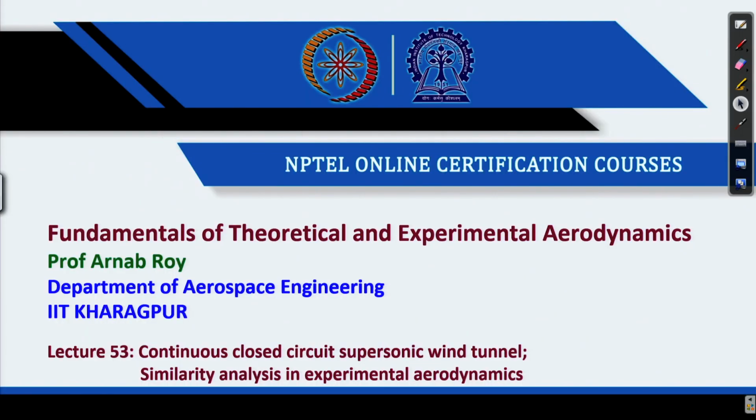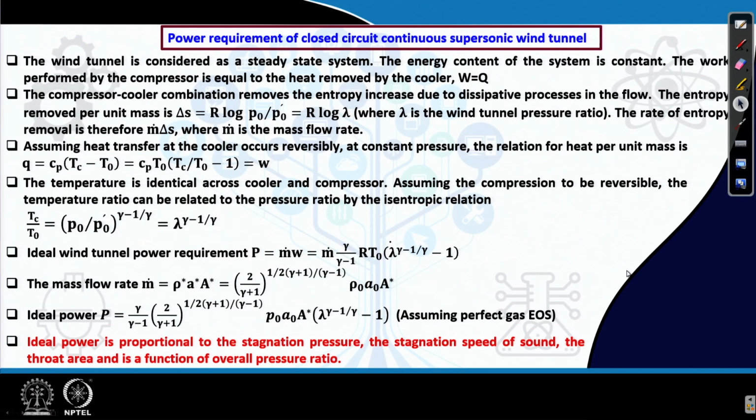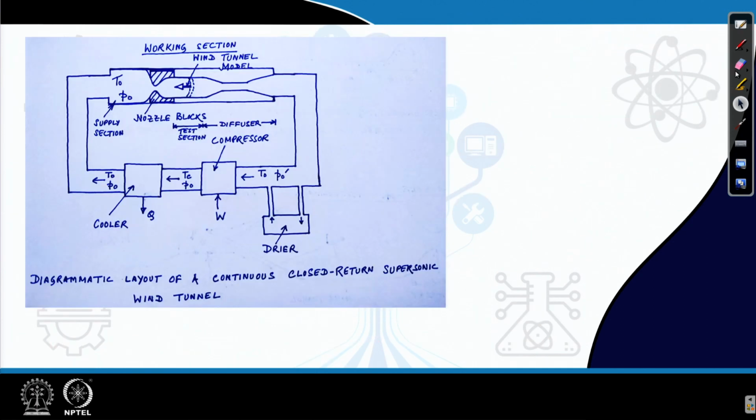In this lecture, let us complete our discussion on supersonic wind tunnels, and then we will discuss a little bit about dimensional analysis. So, in the previous lecture, we had discussed the continuous closed return supersonic wind tunnel, if you recall. We are looking at the diagram once again, and in today's lecture, we will try to estimate the power requirement for running such a tunnel.